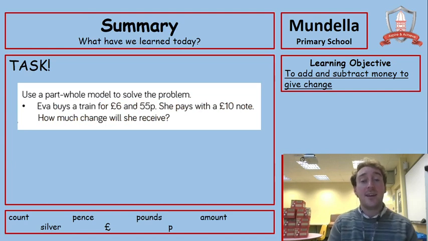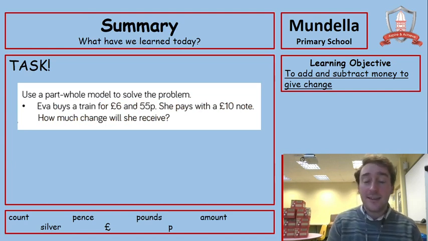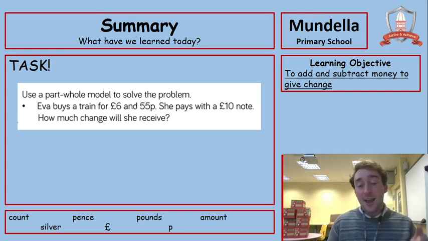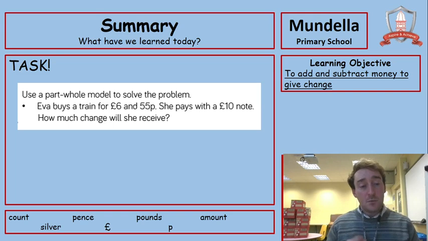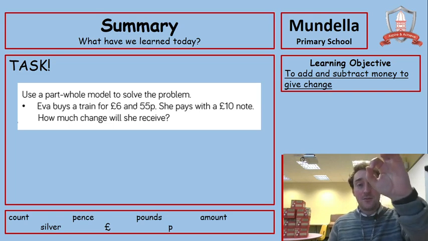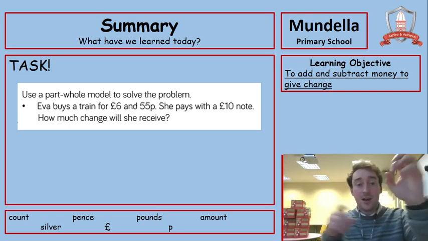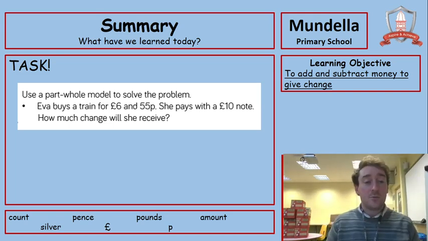So what have we learned today? Well, we've learned it the last couple of days. We've learned how to give change, and we've learned how to add and subtract amounts of money in different coins. So I'll leave you with this final task. It says use a part-whole model. Do you remember those with the circle, with the total, and then other circles that break it up? Yep, part-whole model to solve the problem.